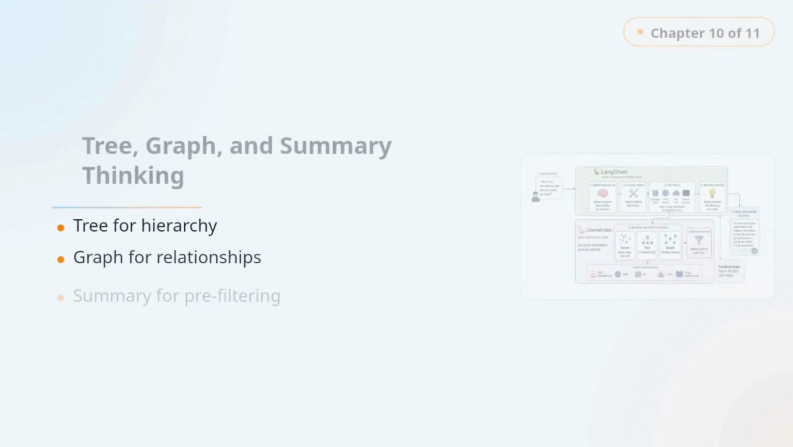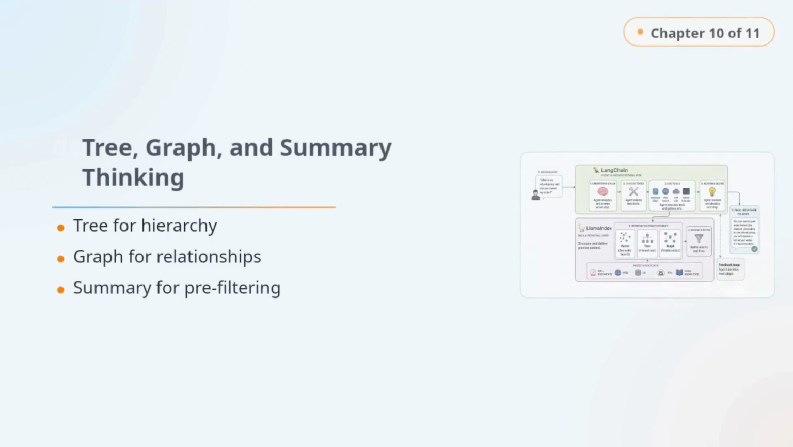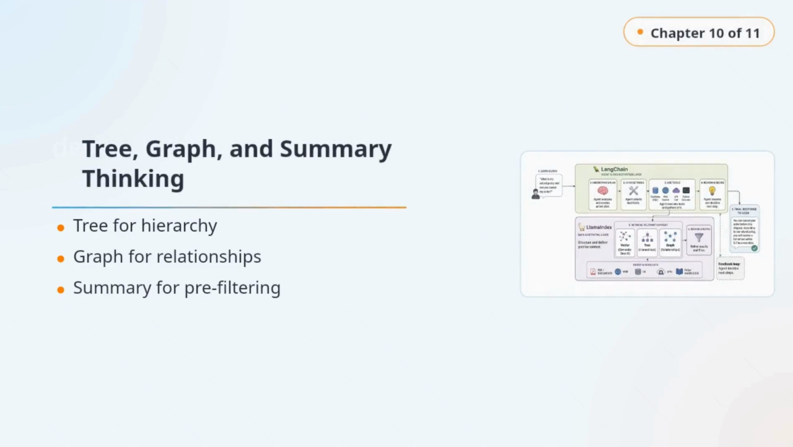Let's make that practical. If a user asks for general refund policy, hierarchical organization helps the system go to the right level instead of pulling random chunks. If the question involves relationships, like shipping delay affecting refund eligibility, graph-based retrieval becomes useful. And when you have many manuals or documents, summary-based filtering can narrow the search before deeper retrieval happens.